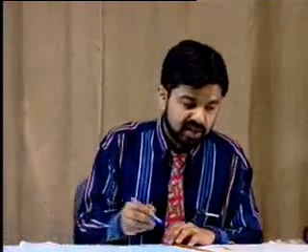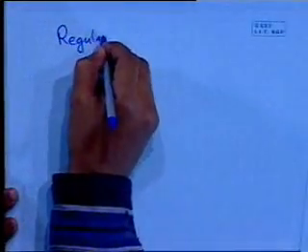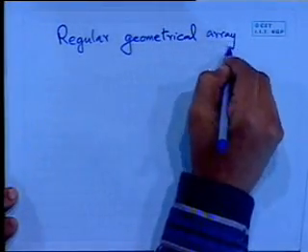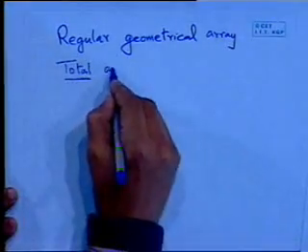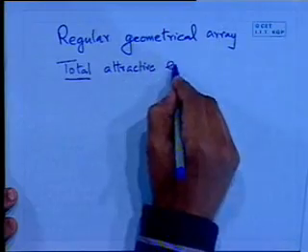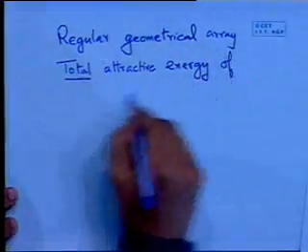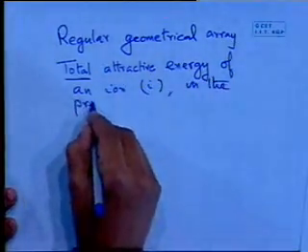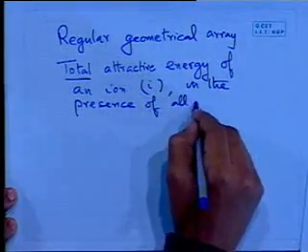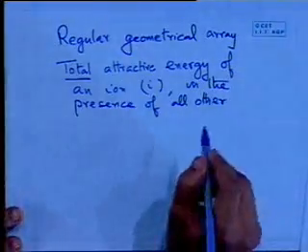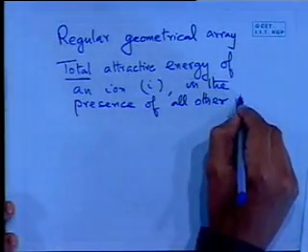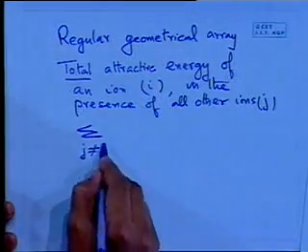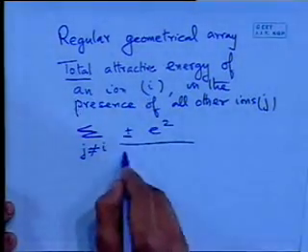To take up some more of these, when they're arranged in a regular array, I told you the ionic crystals are arranged in a regular geometrical array. The total attractive energy of an ion, which we label i, in the presence of all other ions. The earlier expression was for each ion pair, and now we are looking at the total attractive energy. It can then be expressed by the sum, where j is not equal to i, of this previous expression that we obtained.